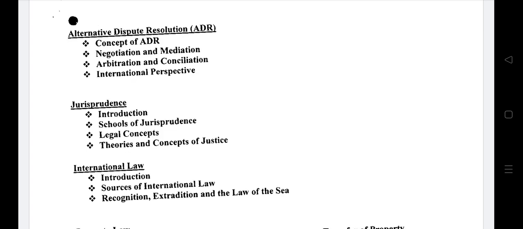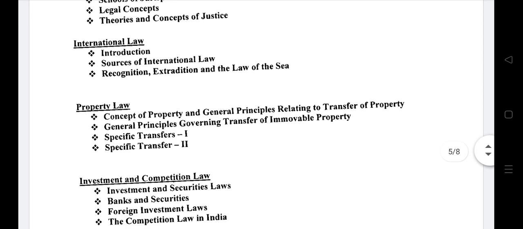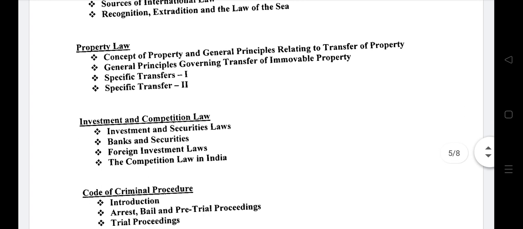revision. Then you have to read ADR as well, the concept of ADR, negotiation and mediation, arbitration and conciliation, international perspective. From jurisprudence, read introduction, school of jurisprudence, legal concept, theories and concept of justice. From international law, introduction, source of international law, recognition, extradition, and the law of the sea. From property law, you have to study concept of property, general principles relating to transfer of property, general principle governing transfer of immovable property, specific transfers 1, specific transfer 2.